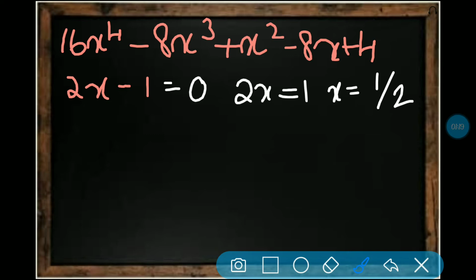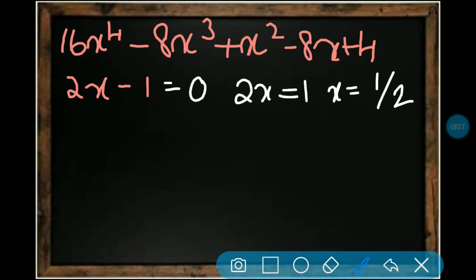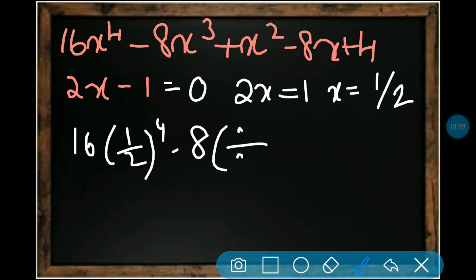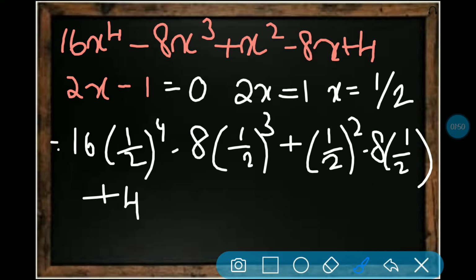So now wherever you find x in this polynomial, you will substitute there. Okay, so we will put it there. 16 into 1 by 2 power 4 minus 8 into 1 by 2 whole cube plus 1 by 2 whole square minus 8 into 1 by 2 plus 4. So you will substitute all this now. You will solve it. How you will solve it?